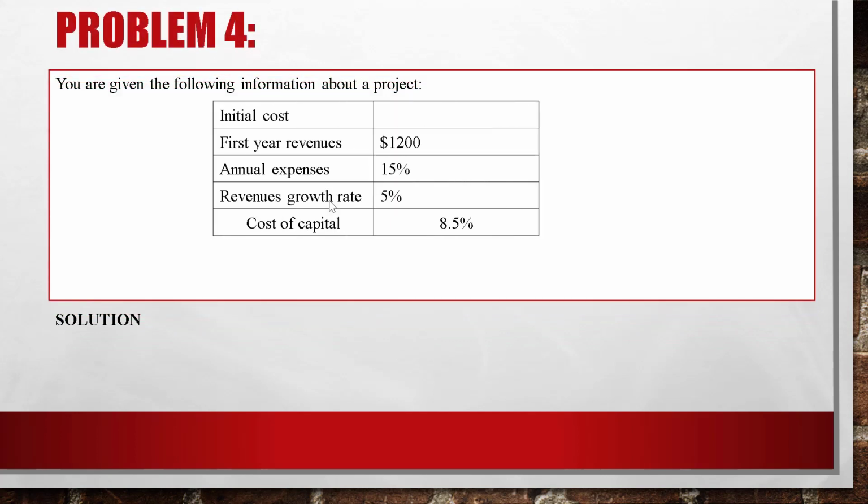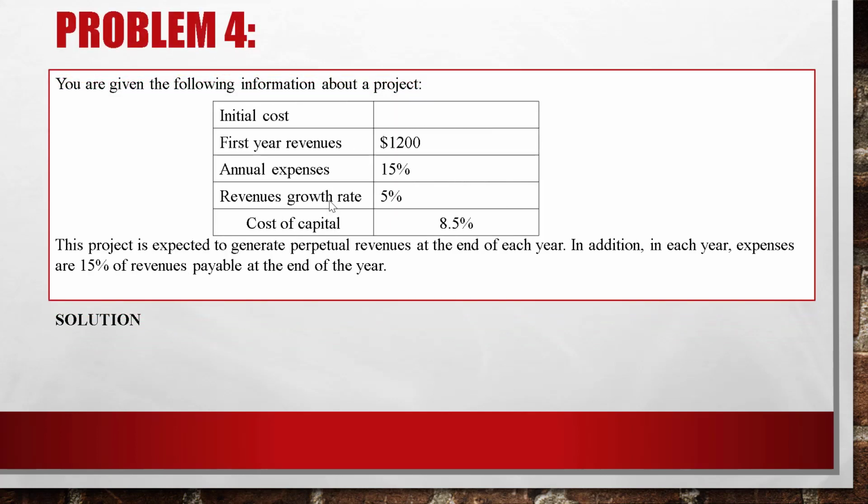Problem 4. You are given the following information about a project. The initial cost is not given. The first year revenue is $200. The annual expenses is 15%. The revenue growth rate is 5%. The cost of capital is 8.5%. This project is expected to generate perpetual revenue at the end of each year. In addition, in each year, expenses are 15% of revenue payable at the end of the year. Determine the project break-even level for initial costs.